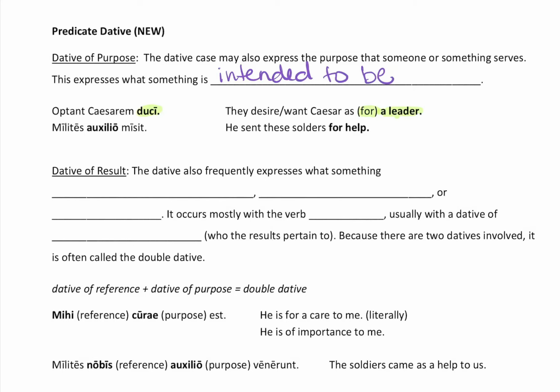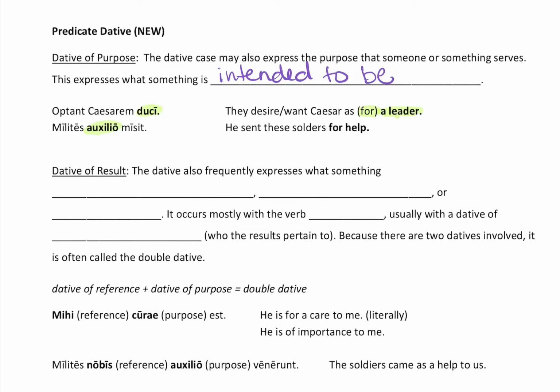Another way to do it. Here we go. Dative again, auxilio. What was their intention? He sent these soldiers for help. Right? So what was his intention? He sent them for help. This is to be a help to someone else kind of thing. So, or for help, to go find help, right? What was his intention of sending the soldiers? That is called dative of purpose.